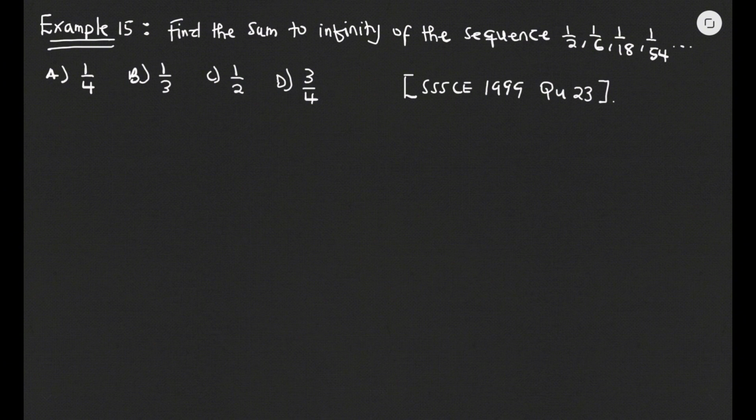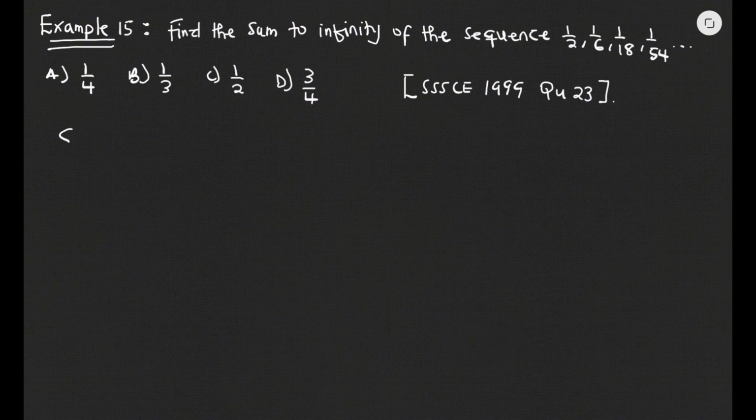Okay, so example number 15, we have to find the sum to infinity of a sequence. That is 1 over 2 as the first term in the sequence, 1 over 6, 1 over 18, 1 over 54, and it continues. So for the sum to infinity, we have the options: A is 1 over 4, B is 1 over 3, C is 1 over 2, and D is 3 over 4. Now this is the SSC 1999 question number 23.